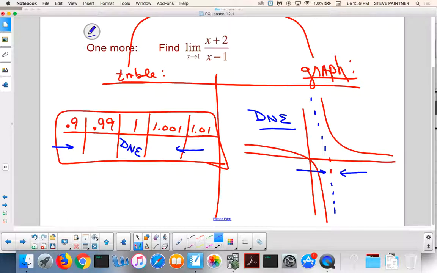Okay, who owes me a quiz in this? Nobody. We're good. Make up quizzes from last Friday. If you want to make it up, stay here if you can. Or come in tomorrow night.